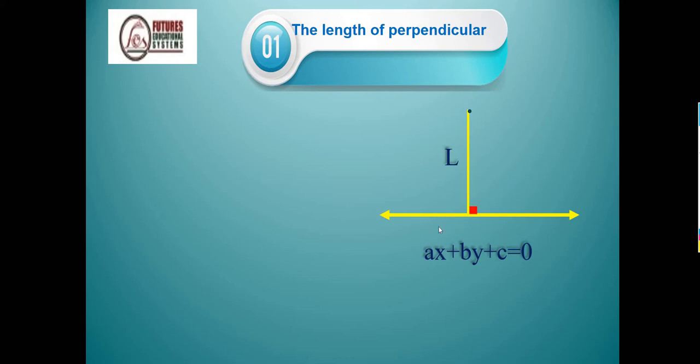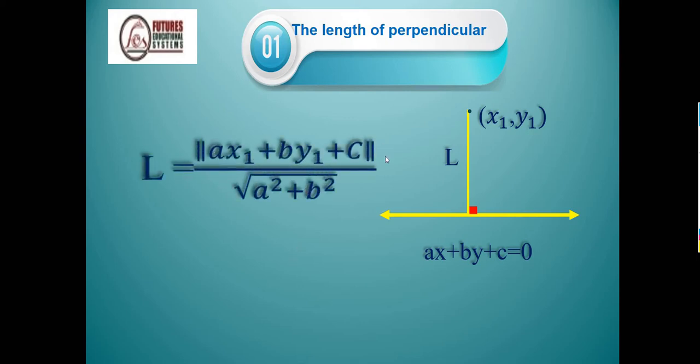We have to know the equation of the straight line, the general equation ax plus by plus c equals 0, and the point to perpendicular from it to the straight line, x1, y1. The rule in this case: L equals modulus, because the length equals a positive value, of ax1 plus by1 plus c over square root of a power 2 plus b power 2. This gives me the length of perpendicular from this point to the straight line.